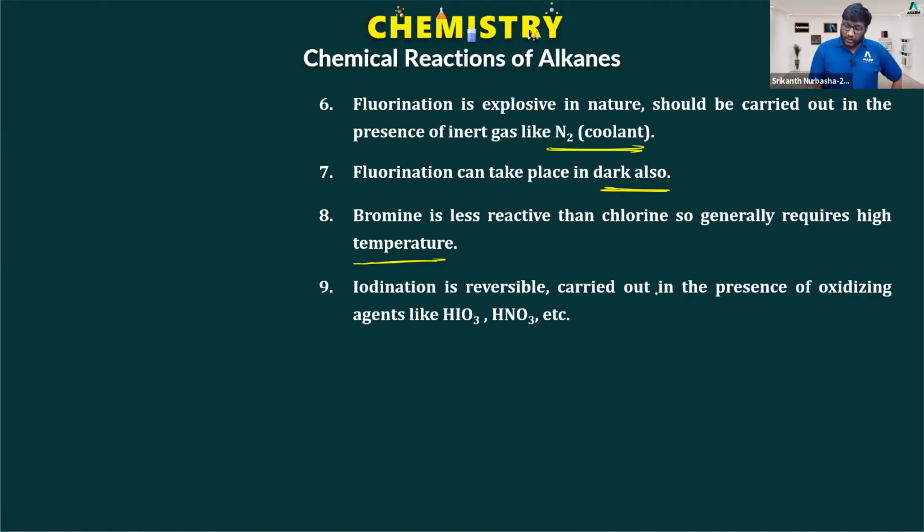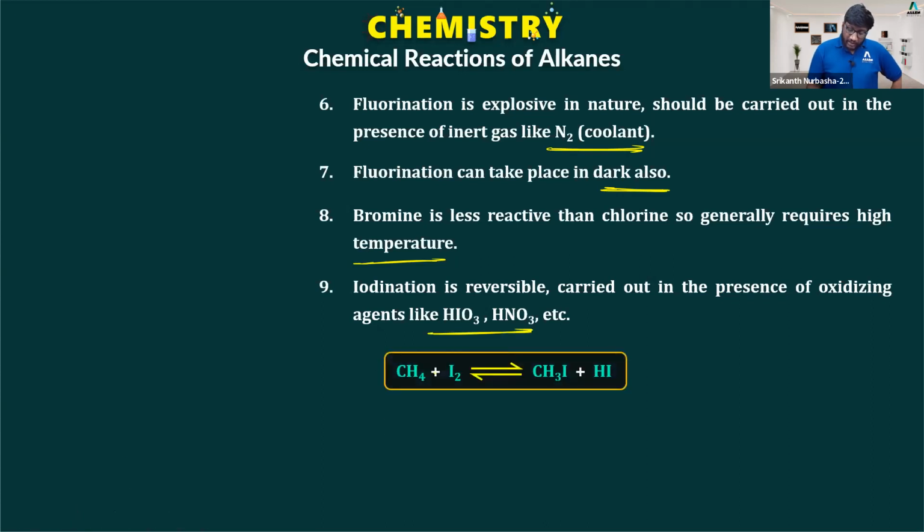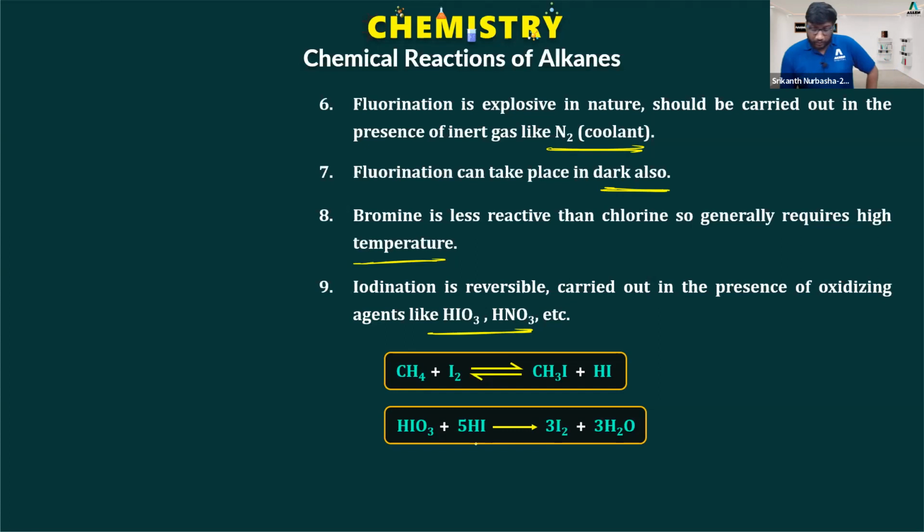Iodination is reversible, so it has to be carried out in the presence of oxidizing agents like HIO3 and HNO3. CH4 plus I2 will form CH3I plus HI. HIO3 will react with HI to form I2 and H2O. Whatever HI is there will be taken up by HNO3 and again I2 is formed. So if you take HIO3 and HNO3, then the HI will be removed and again form I2, and the forward reaction will be more. If you don't remove the HI using oxidizing agents, then the reverse reaction, CH3I plus HI, will react with each other to form CH4 and I2 back.